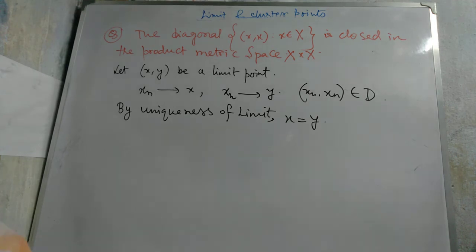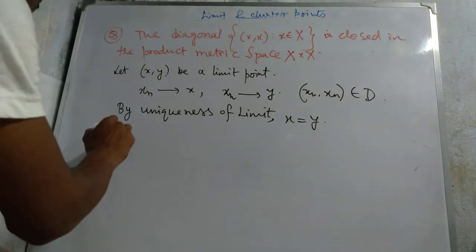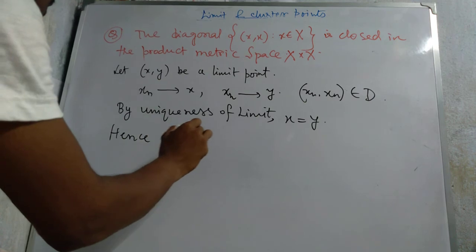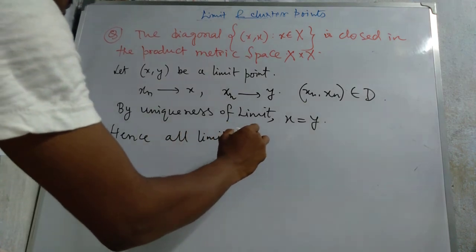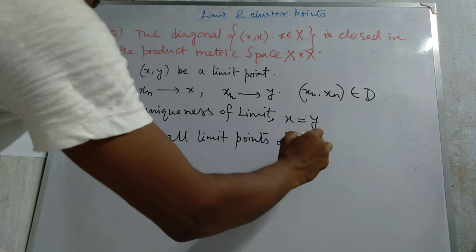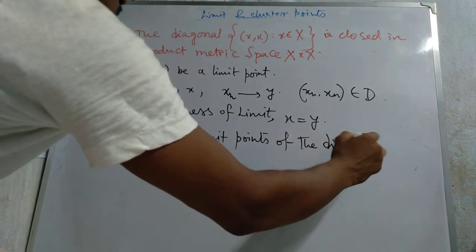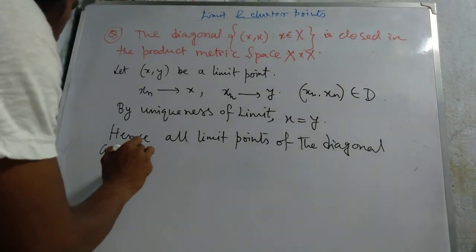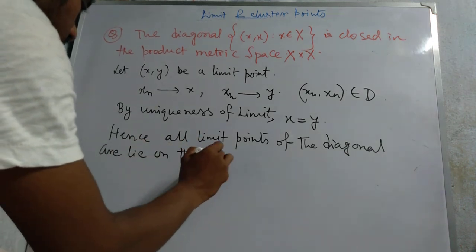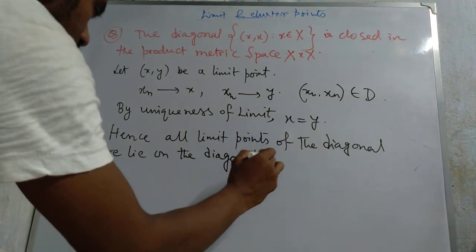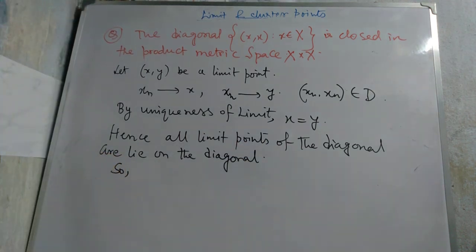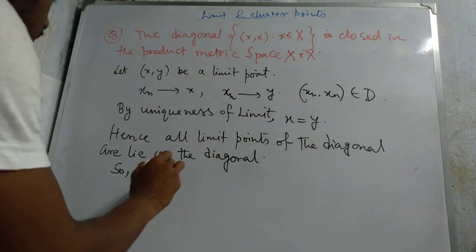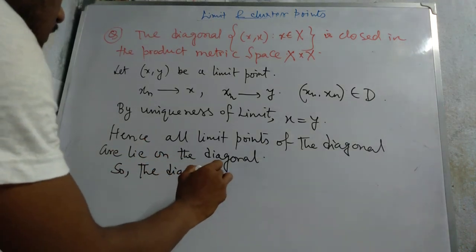hence all limit points of the diagonal lie on the diagonal. So the diagonal is closed in the product matrix space.